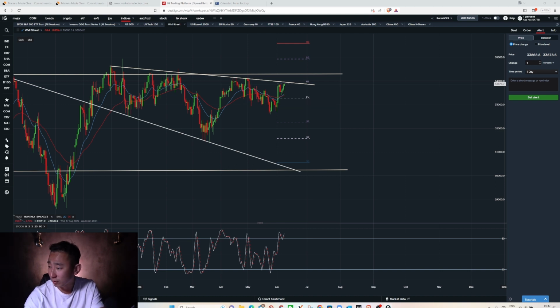But if you're a range trader, or a phase 2 trader, you can do that. It's very simple. Take off the Friday low, 33,700 area, to short it.